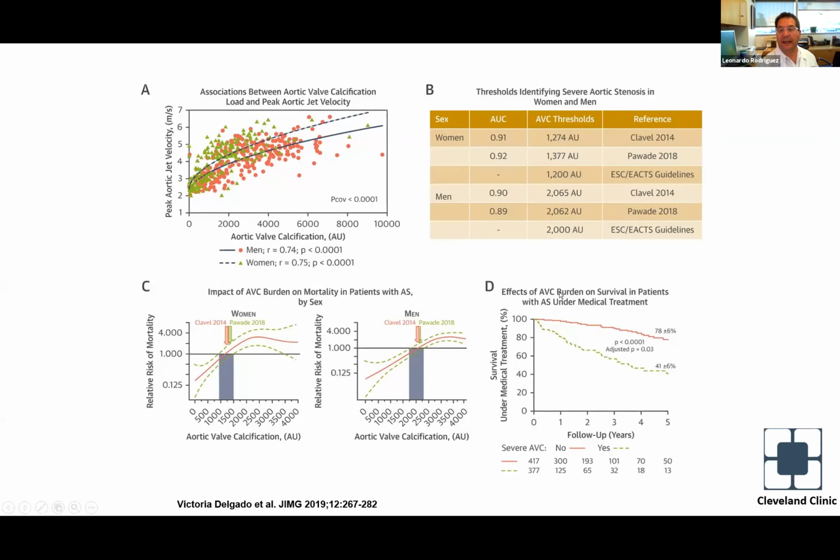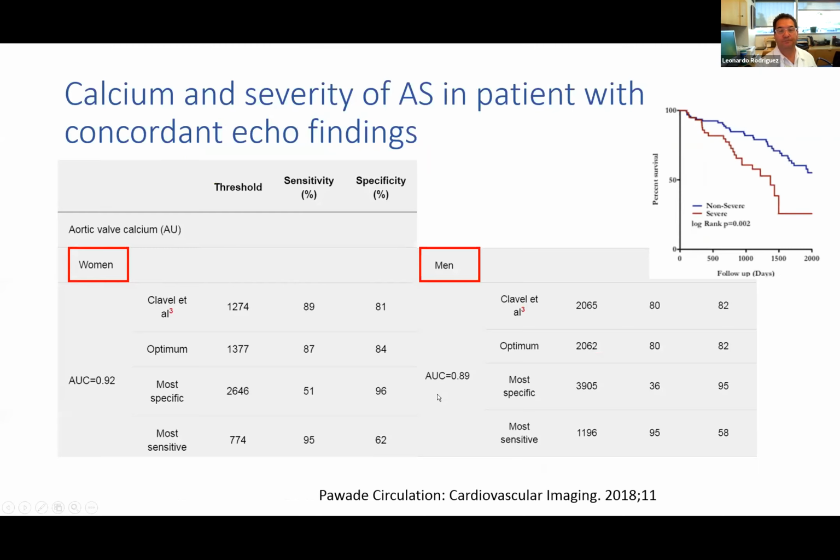Y el otro punto que tiene la calcificación es el valor pronóstico. Ven ustedes aquellos pacientes que tienen mayor calcificación, tienen un pronóstico peor si no son intervenidos. Esta data similar, y me gusta en la forma como esto fue publicado para mujeres y para hombres, donde ponen la data, cuál es el óptimo, cuál es el más específico y el más sensible. Ven ustedes, dependiendo de lo que ustedes quieran, ¿no? Si quieren un test muy sensible, muy específico, los diferentes umbrales varían, ¿no?